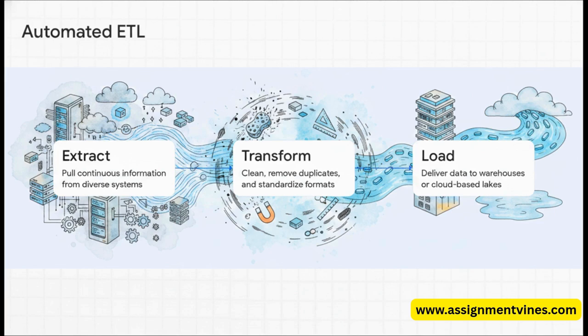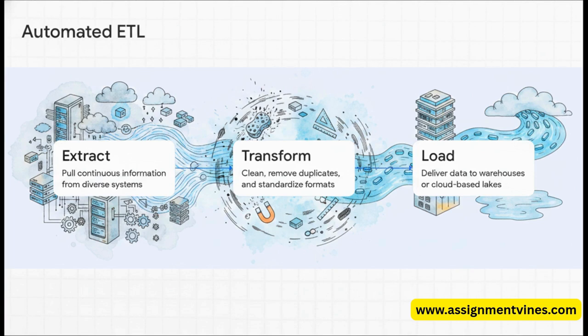We break this down into an automated ETL workflow. First up, extract, continuously pulling in fresh information from diverse enterprise systems. Then, step 2, transform. This is where the actual magic happens. You clean the data, remove duplicates, and standardize the formats based on specific business rules. And finally, step 3, load, safely delivering that pristine, finalized data into data warehouses or cloud-based data lakes.